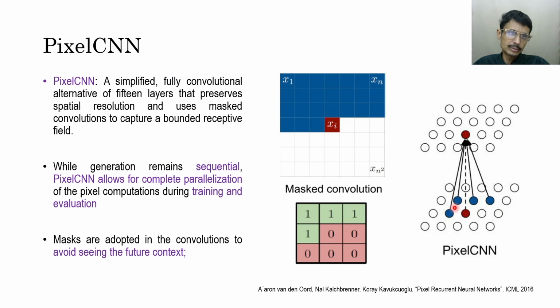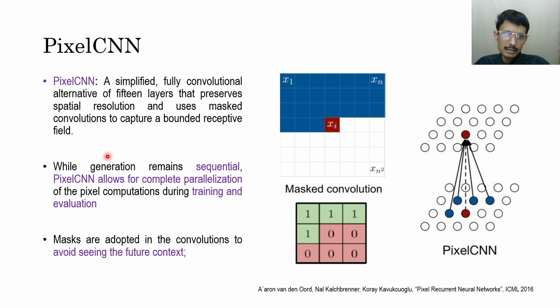Now we expand a few variants one by one so that you understand the whole work easily. First, the easiest is PixelCNN, a simplified, fully convolutional alternative of 15 layers that preserves spatial resolution and uses masked convolution. This masked convolution captures a bounded receptive field.